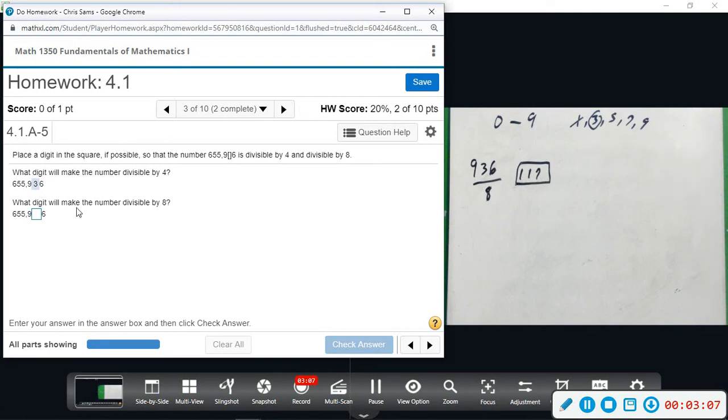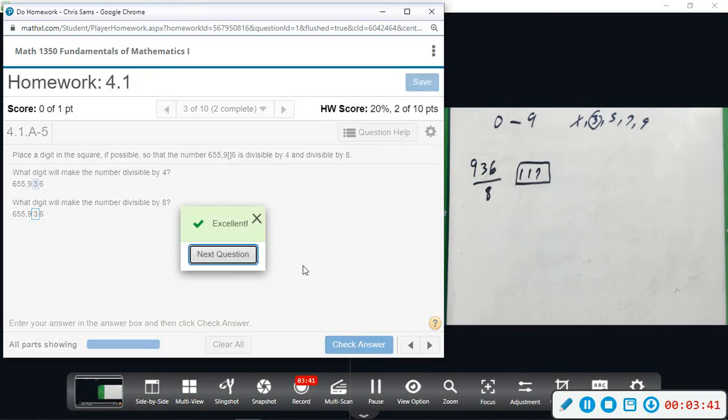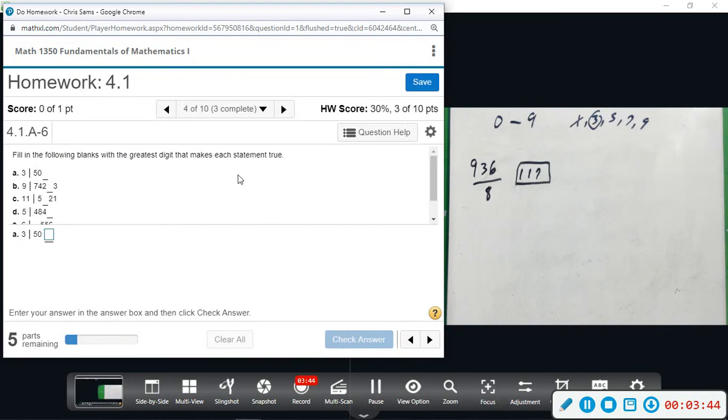Now, what digit will make the number divisible by 8? Okay, so I thought it wanted both at the same time, so 3 as well. Is there a number that makes it divisible by 8 and not by 4? I didn't check all the other possibilities. Let's just try 3 and see if they want the same thing, because 3 works for both. Maybe they want something different. Okay, I thought that's what they wanted in the beginning.